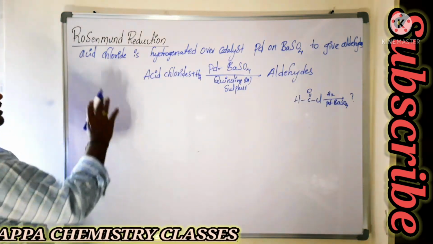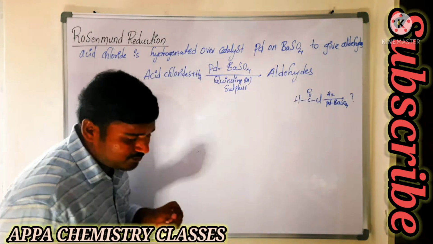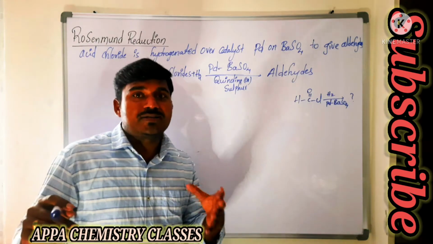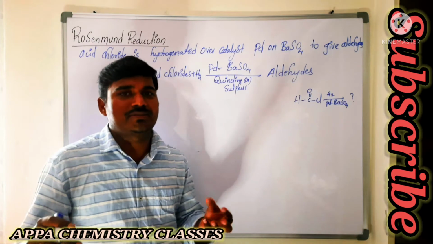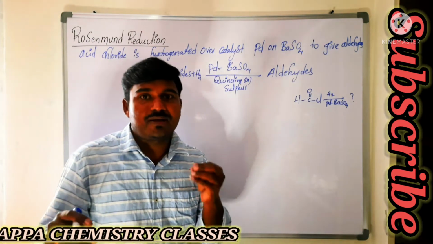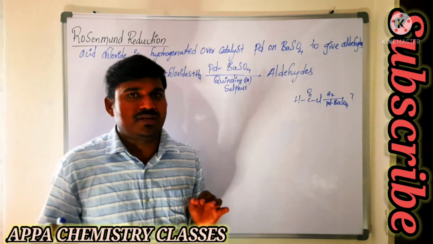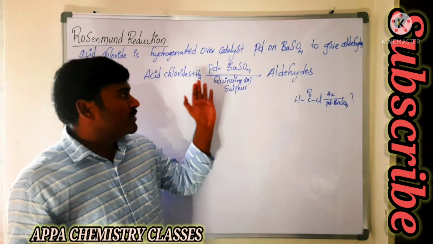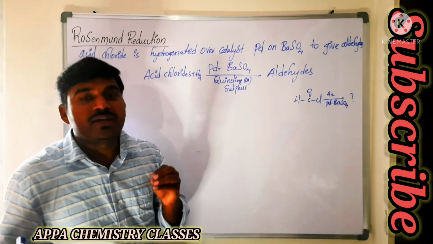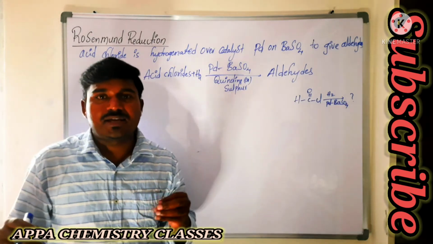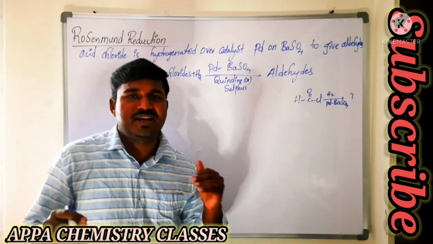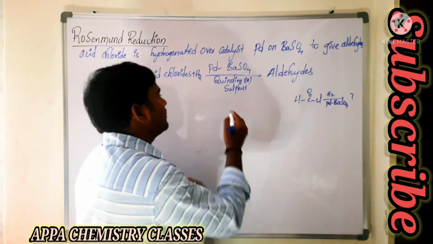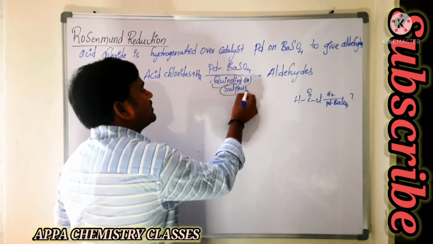Now you see what happens in the Rosenmund reduction: the acid chlorides react with hydrogen. Hydrogenation of the acid chloride takes place in the presence of a palladium catalyst on barium sulfate. And we also use a negative catalyst like quinoline or sulfur, which reduces the rate of reaction. What is the role of quinoline and sulfur here?